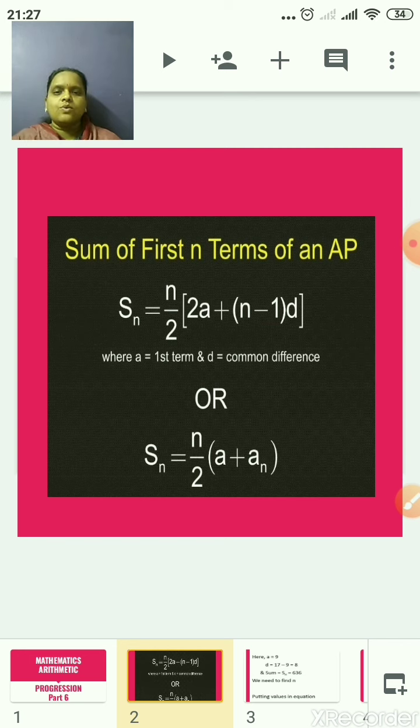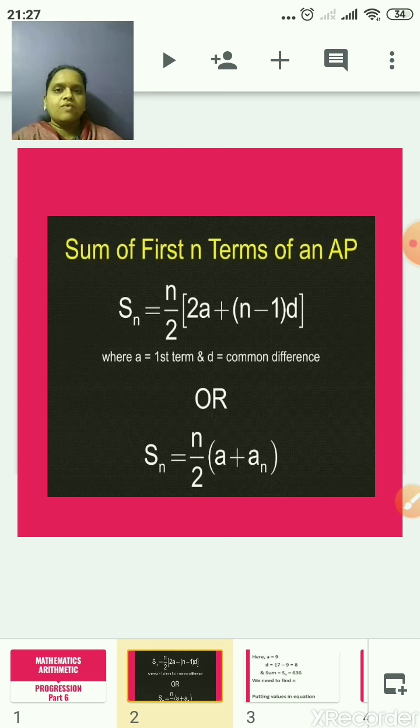So Sn equal to n by 2 in the bracket a plus an. This an we can represent as L also. Now what is a and an? The a is the first term and an is nothing but the last term of an AP.